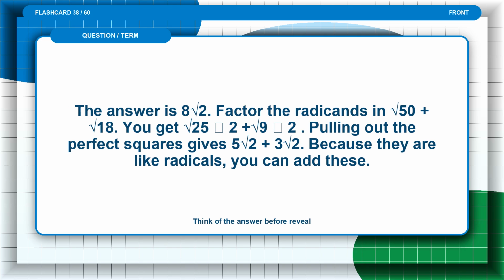Flashcard 38. The answer is 8√2. Factor the radicands in √50 + √18. You get √(25·2) + √(9·2). Pulling out the perfect squares gives 5√2 + 3√2. Because they are like radicals, you can add these. Think of the answer before the reveal.